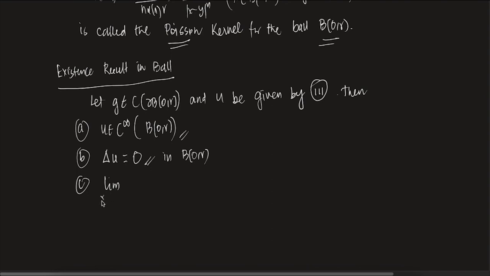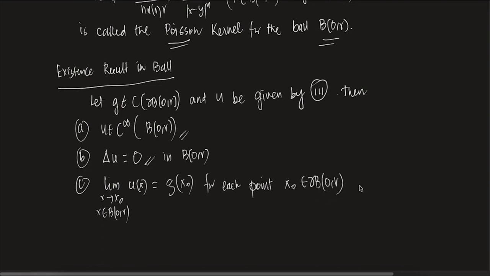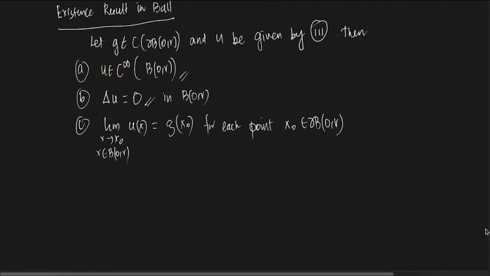The limit as x tends to x naught, with x in B(0,r), of u of x is equal to g of x naught. See, u is such that on the boundary it is g. What does that mean? Inside I know what u does, so as x tends to x naught, u of x will tend to g of x naught. That is how it is satisfied for each point x naught on the boundary of the ball with radius r. The proof is exactly the same as what we did, so we are not going to do that, but I think it is more or less clear.